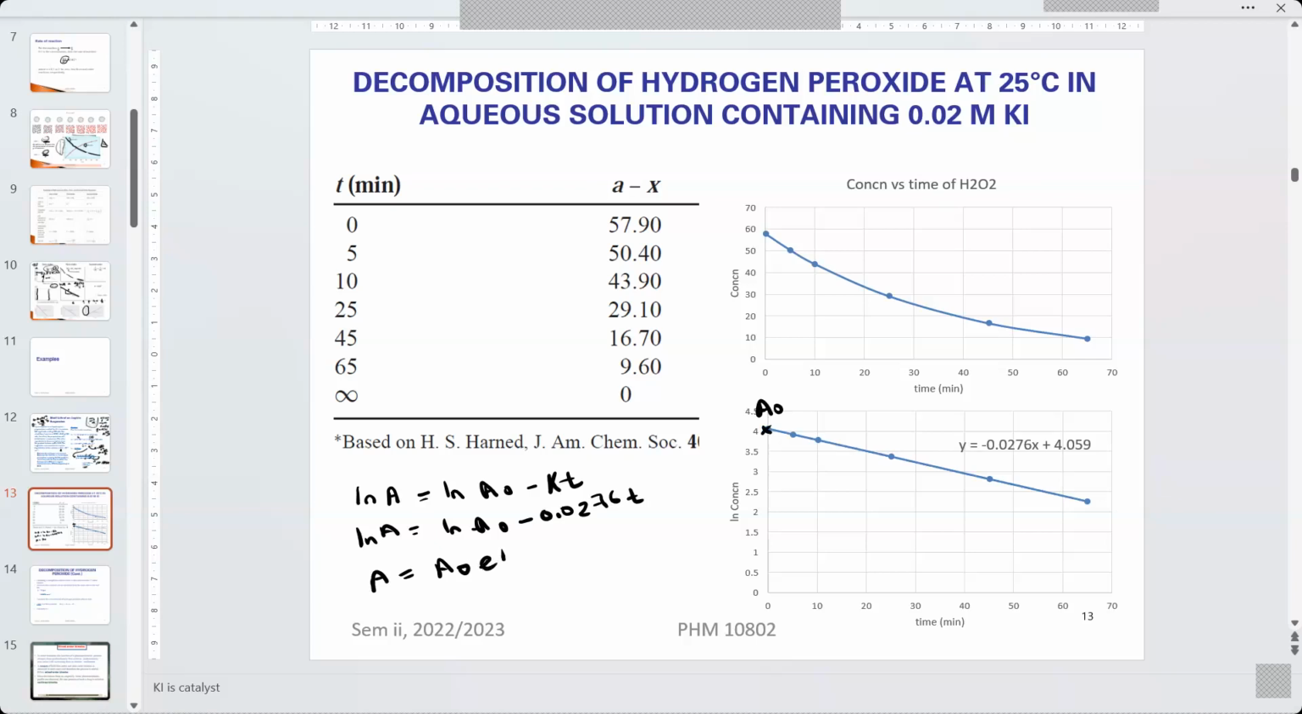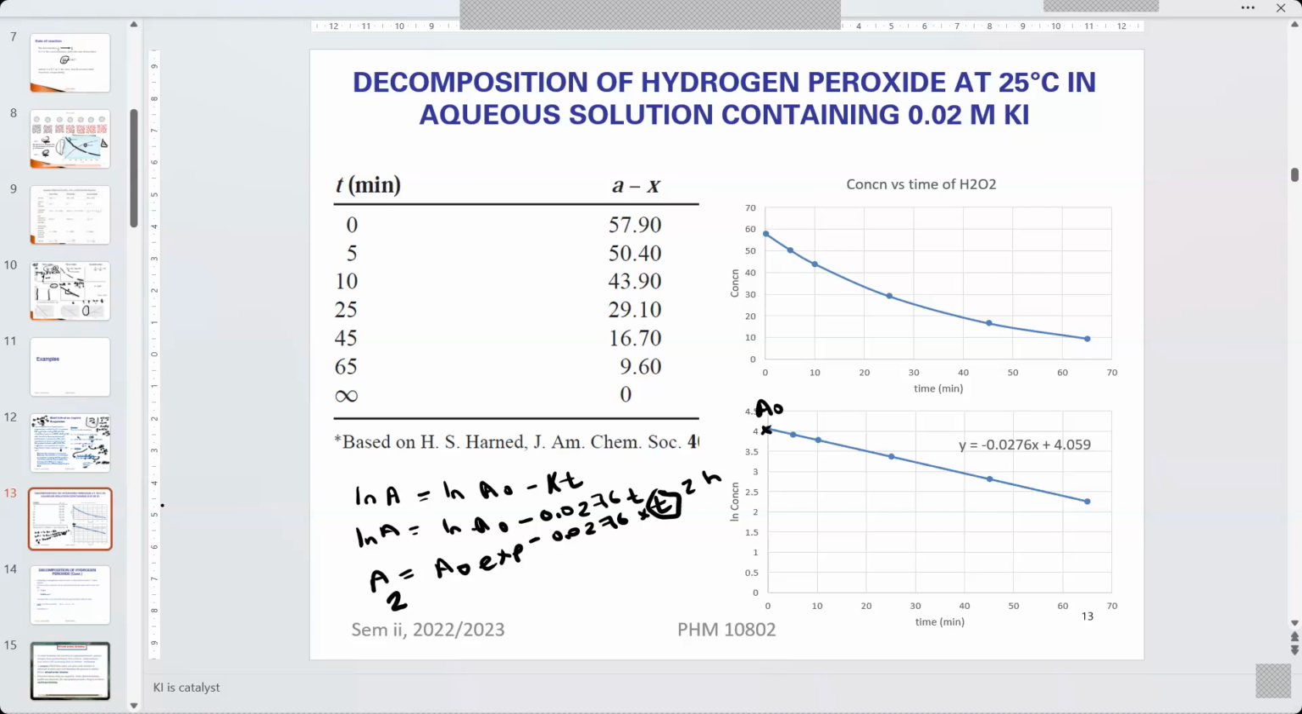X multiplied by the exponent of negative 0.0276 multiplied by the time. So if I want the concentration at 2 hours, then I replace the time with 2 hours. I want to calculate, for example, here we are using minutes. It depends on the units, take care.